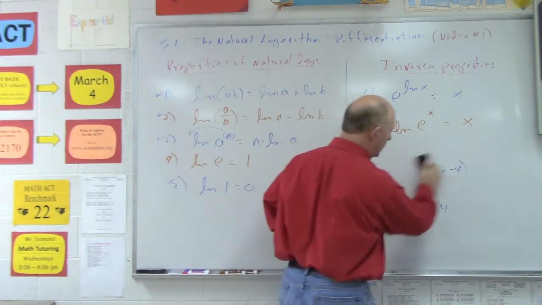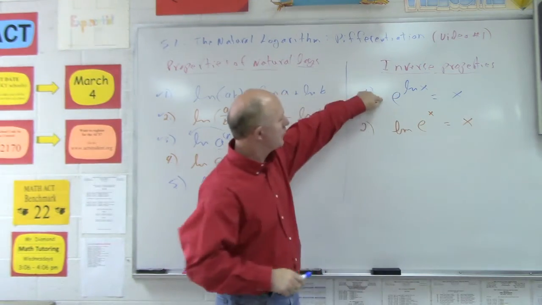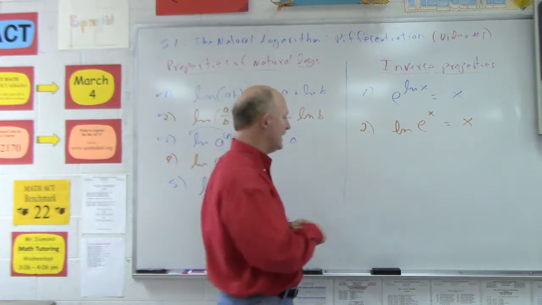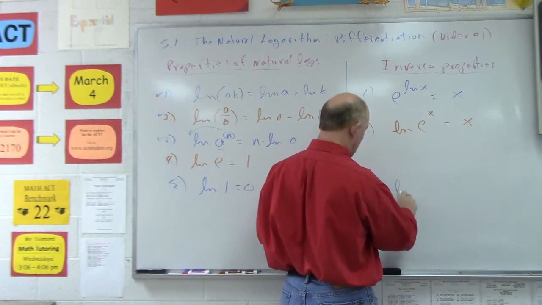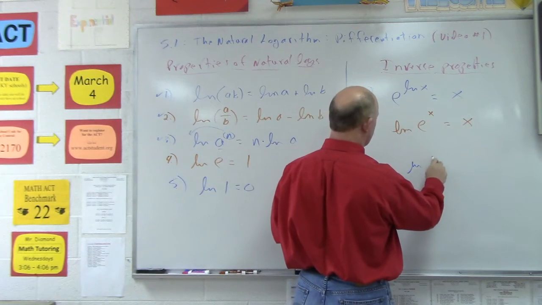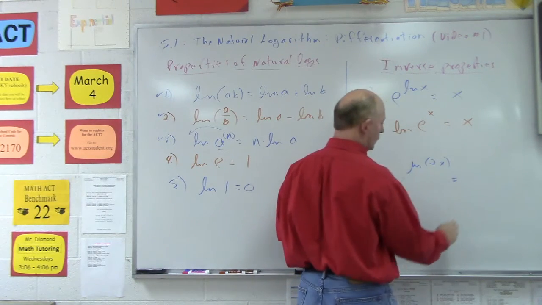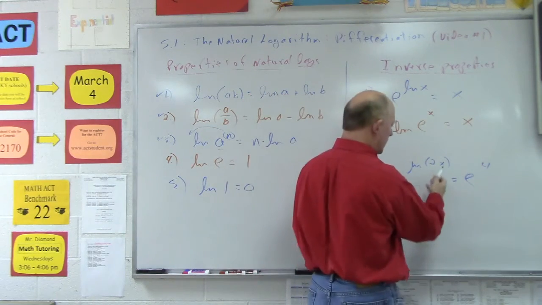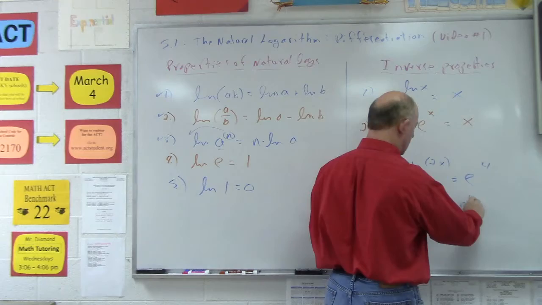So where we use this first inverse property is when we're solving e equations, or an equation that has e in it. If you have an equation like e to the natural log 2x equals, say, e to the 4th power, so you have this type of problem right here, this will simplify then as just 2x equals e to the 4th.